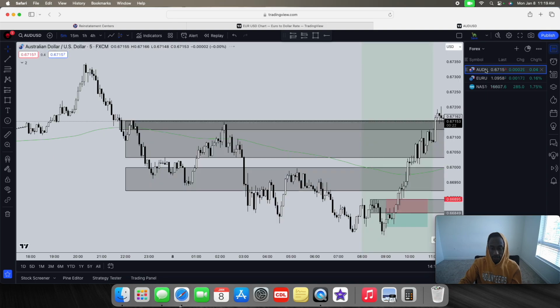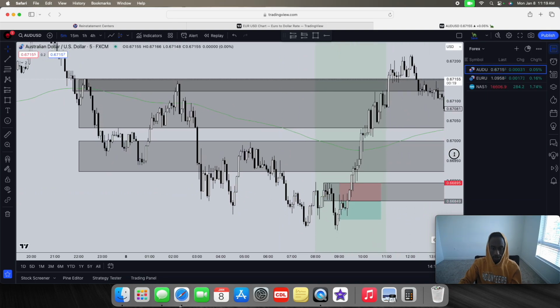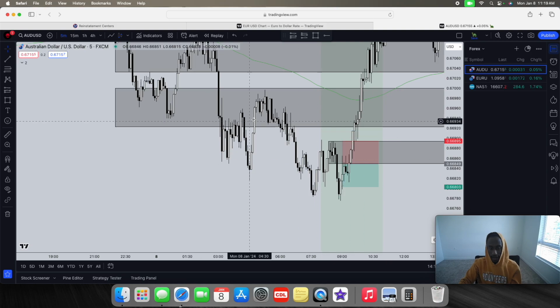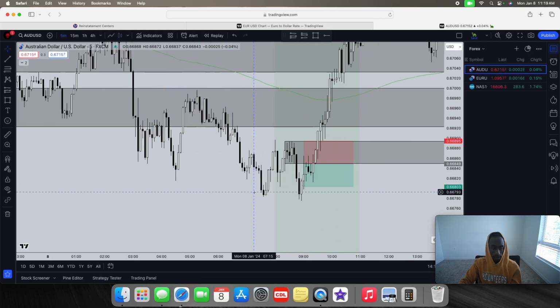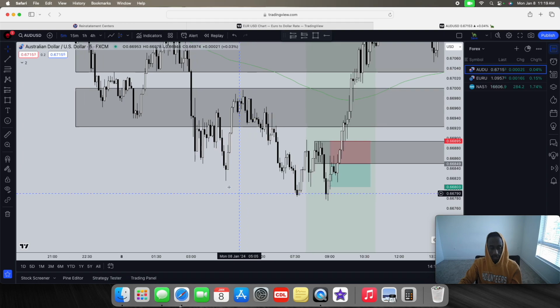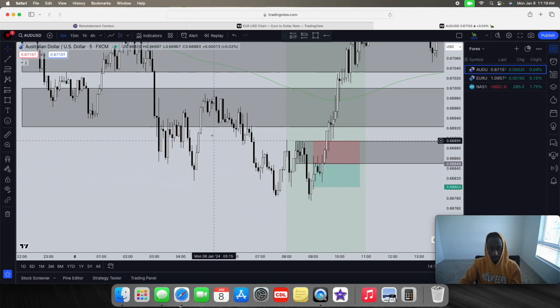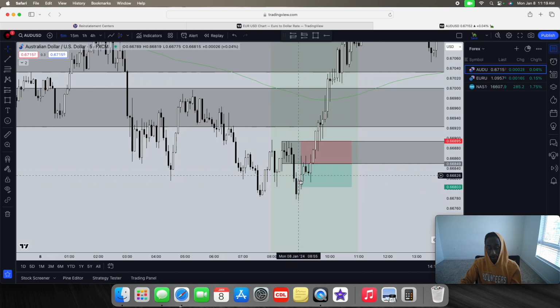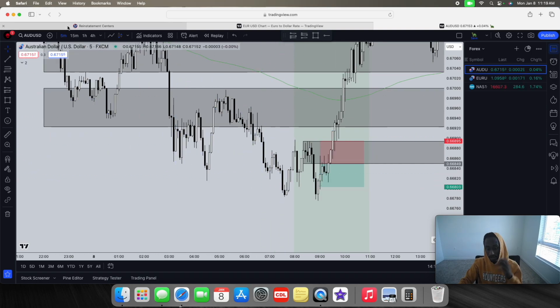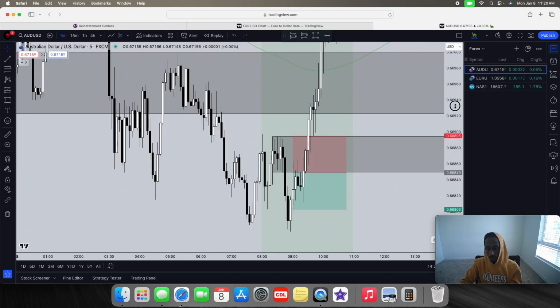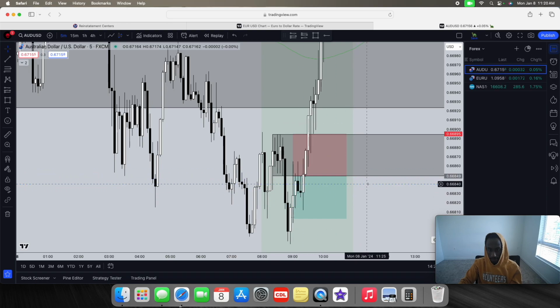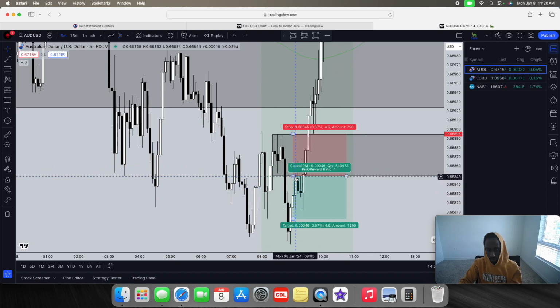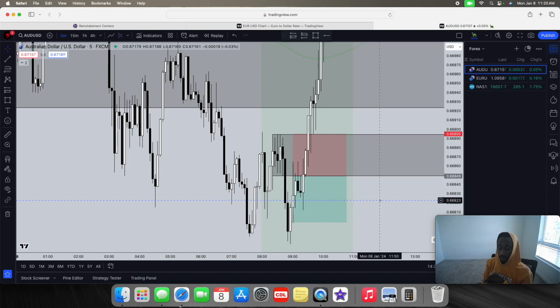So AU broke structure late, but at least I had these zones marked up, so I was looking at AU as well. But I think AU might have been the cleaner setup because it did create a gap in my zone and we're still with the trend. Everything was saying sell. It didn't reverse until like 15, 20 minutes later. I still would have won, tapped this supply zone, got a 1-to-1. So yeah, I don't know. But that's what we're looking like today.